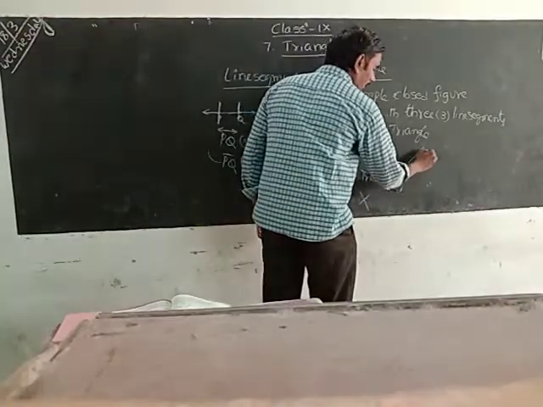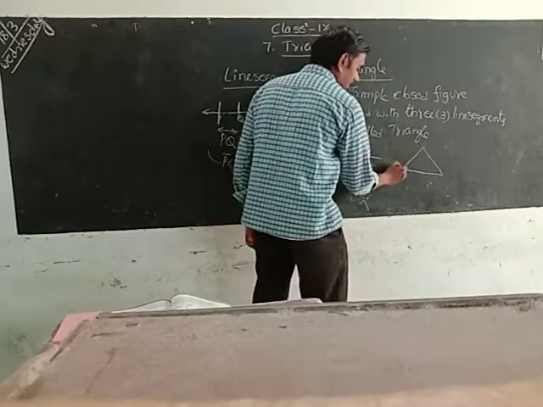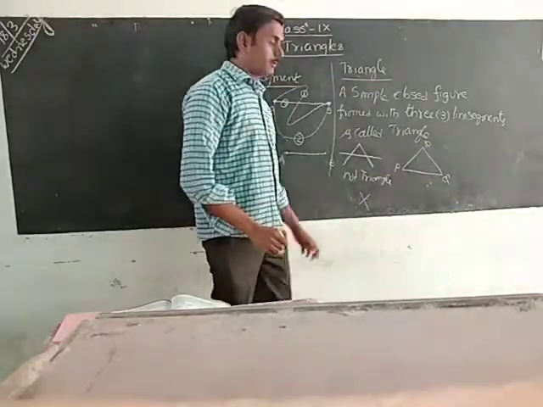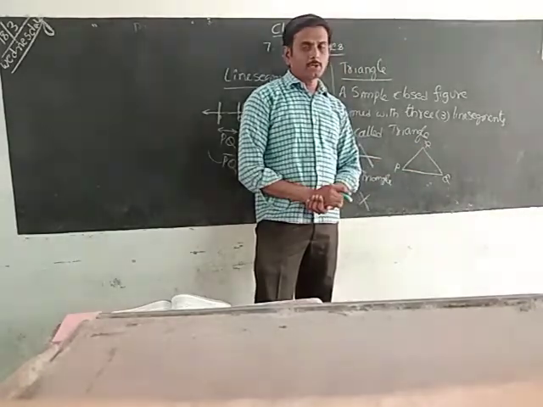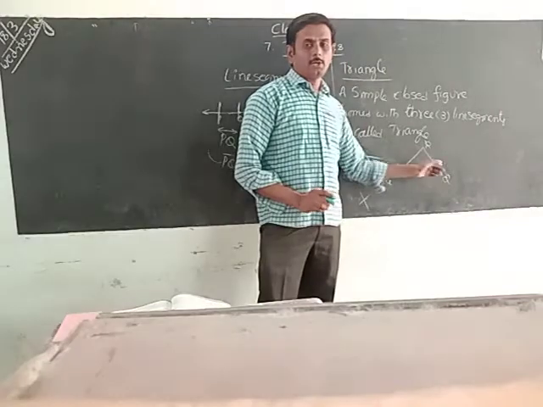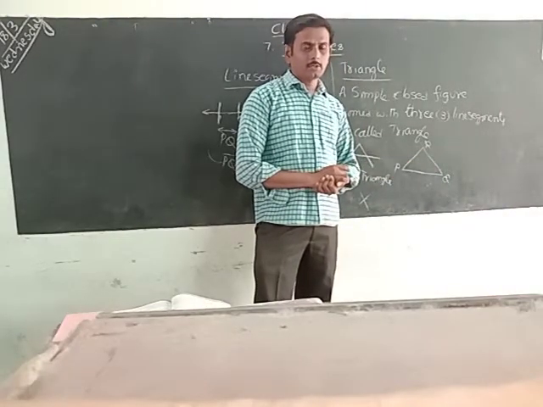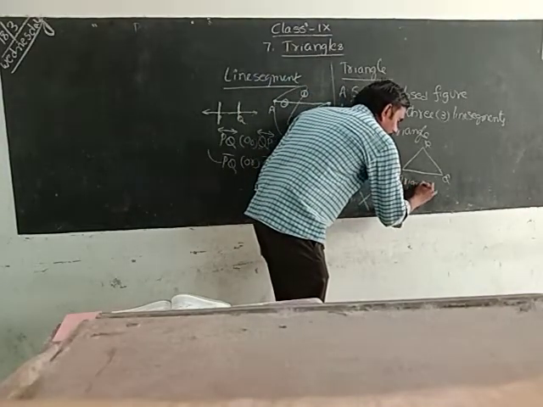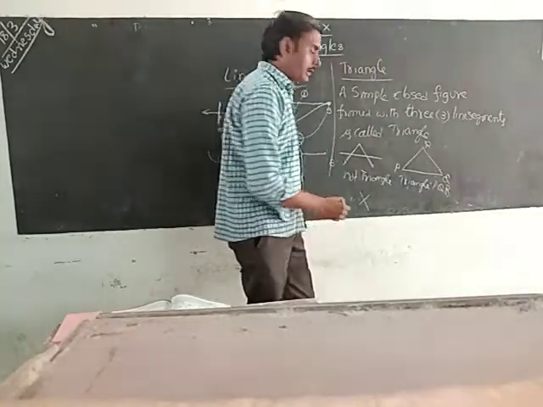Okay, if you consider one more arrangement, say PQR: PQ line segment, QR line segment, RP line segment, I joined at the ends only. Then it is called triangle PQR. What is the name of this triangle? Triangle PQR.